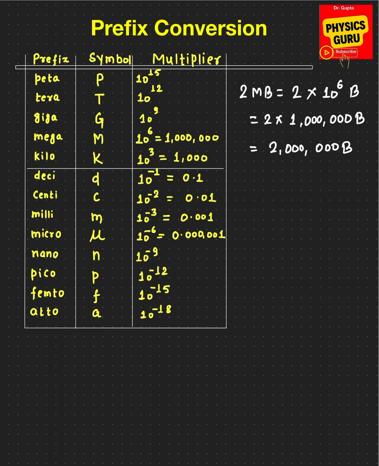Most of the time, you do not have to do this calculation here. This is just for an example. So all you have to do is this one: the mega means 10 to the 6 byte. Now let's see another example.